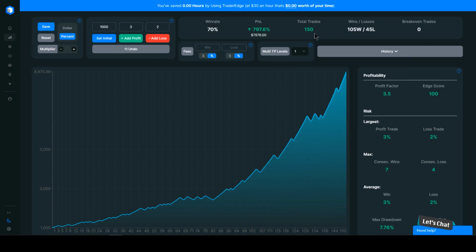After 150 trades, we see that the win rate of this strategy was 70% and the gain on the account was 797%. These numbers are really good.